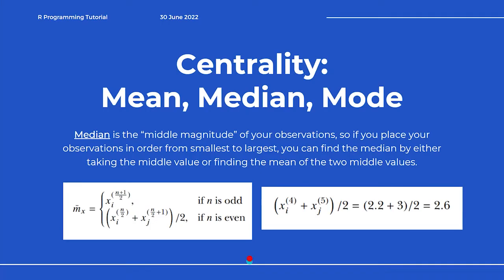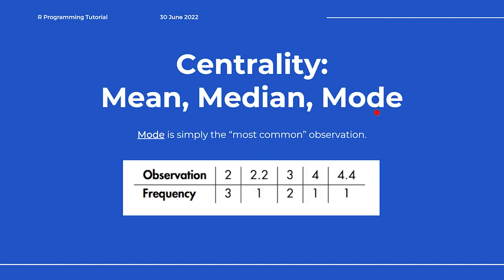So in simple terms, if you have an even number of variables, just get the 2 middle values, add them and divide by 2, and you will get the mean. But if it's odd, just get the value of the middle variable, and that's it. Next is mode.